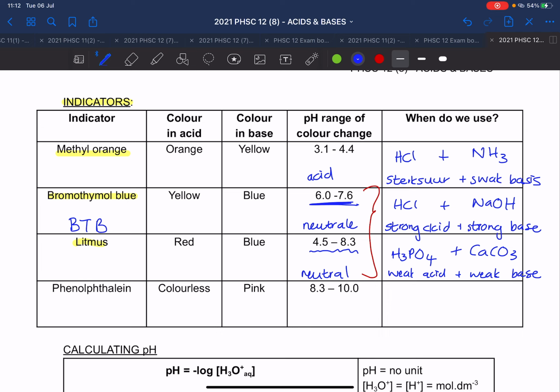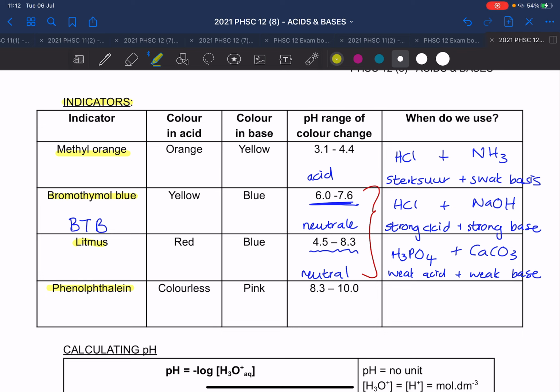Juffrou, is marmer en NaO natrium calciumcarbonaat, CaCO3. Marmer. Marmer of kalksteen. Juffrou, wat is daai NaHCO3? Koeksoda. Goed, and then the last one is phenolphthalein. Phenolphthalein is when you are more to the basic side.